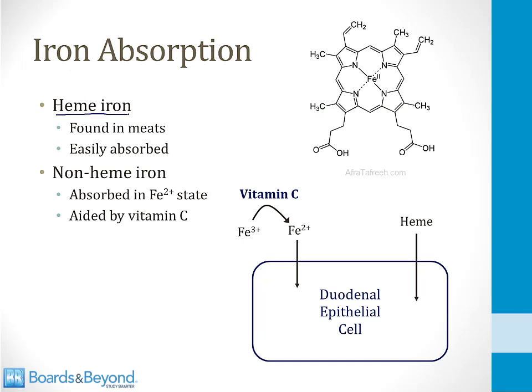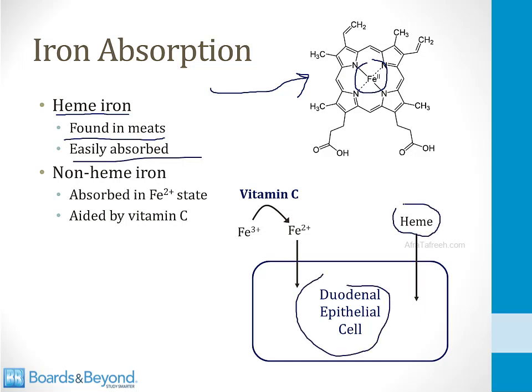This is iron that's found inside of a molecule of heme. On the screen here is a picture of the structure of heme. You can see that it's a large molecule made up of carbons, hydrogens, and nitrogens, and in the middle of a molecule of heme is an atom of iron. We consume heme iron in many of the meats that we eat, and it's generally easily absorbed by duodenal epithelial cells, as I've shown in this diagram at the bottom of the screen.